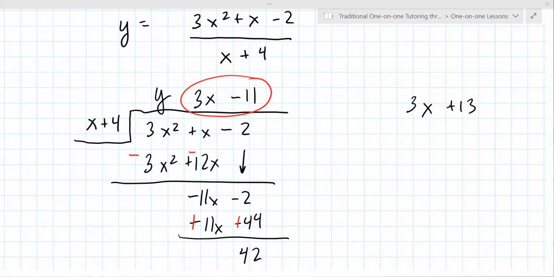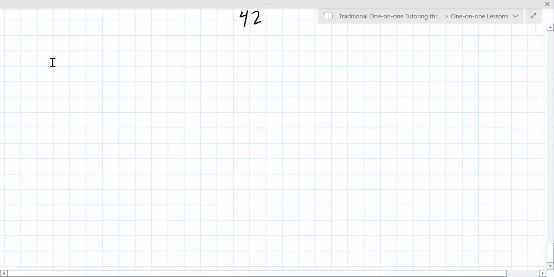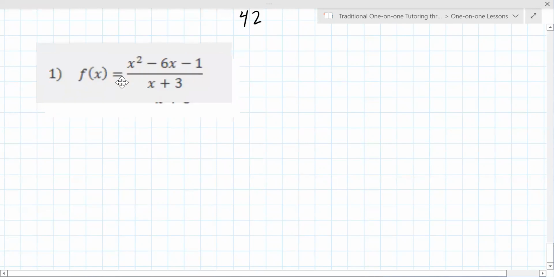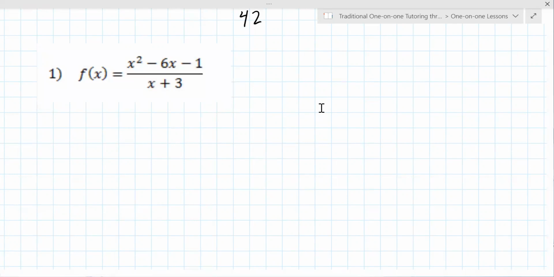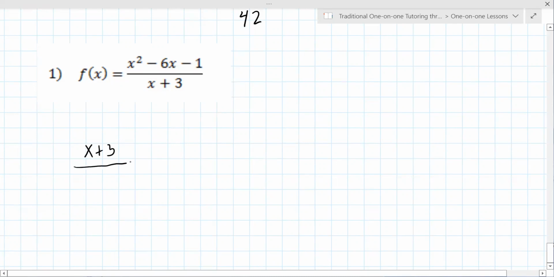So let's try another one. You've got to be able to get this division down. I know it's not interesting, it's not exciting, but it's necessary for your class. So x plus 3 goes out here. x squared minus 6x goes here. Could you give this one a try, please?